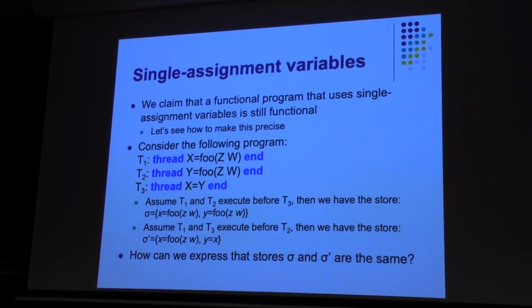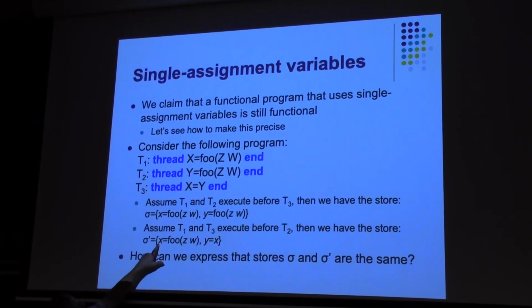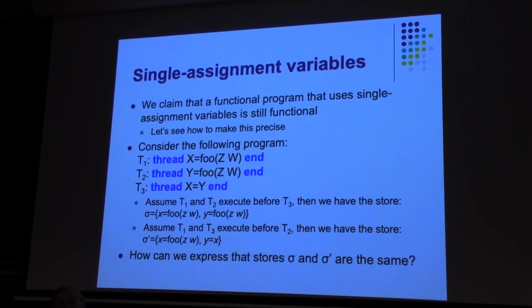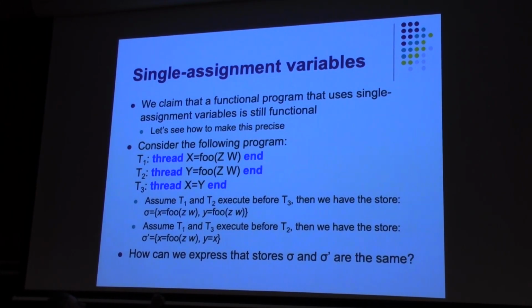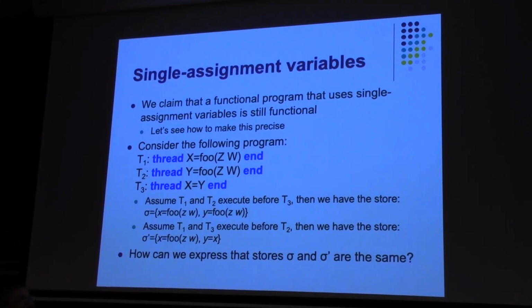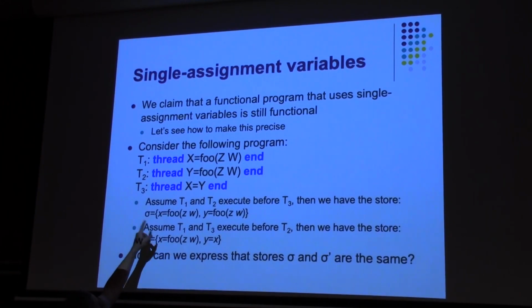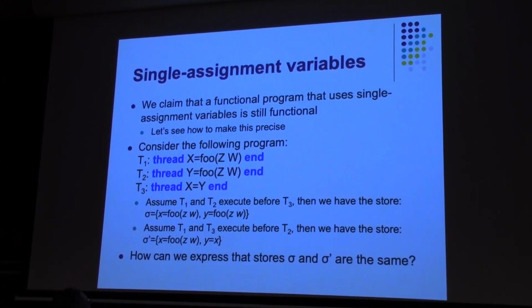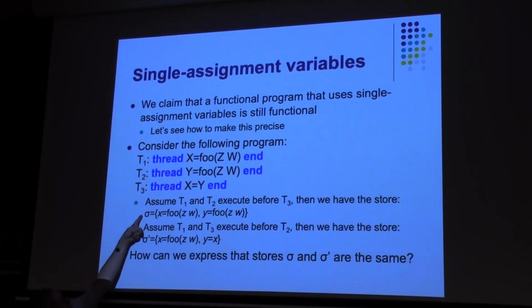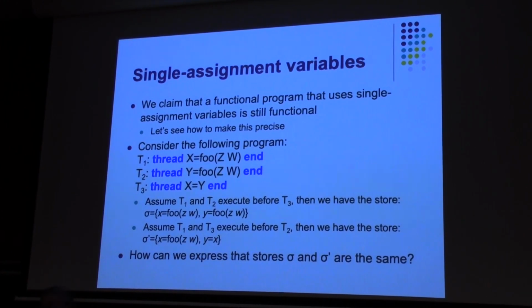So if T1 and T2 execute first, sigma looks like that. But we're not guaranteed. The scheduler might think differently. The scheduler might say, let's do T1 and T3 first, and T2 after. If we do T1, we get x equals foo z w. If we do T3, it's x = y, so this is binding y, since x is already bound: y equals x. And then the final one, T2, will just verify that it's the same. So this gives me another store, sigma prime.